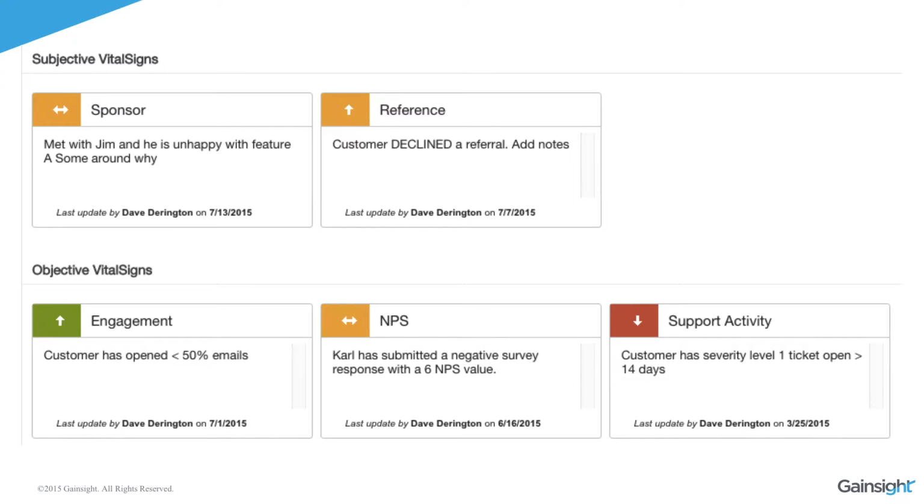Here's a snippet from the Customer 360 view showing what scorecards look like, both subjective and objective. The subjective vital signs need to be input manually and include things like personal interactions with customers. Objective vital signs will come out of automated processes via the rules engine.